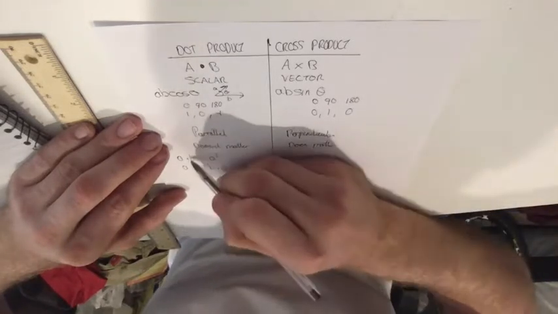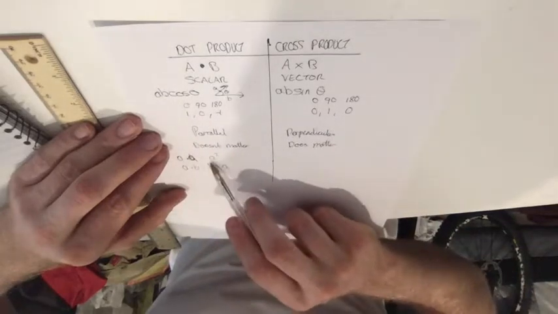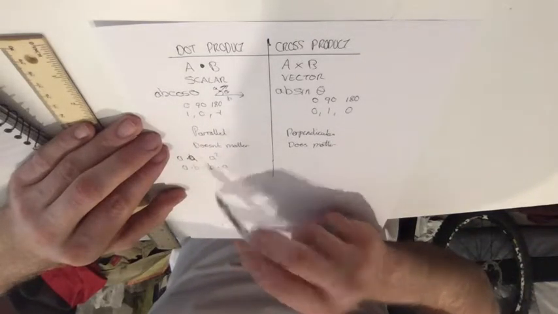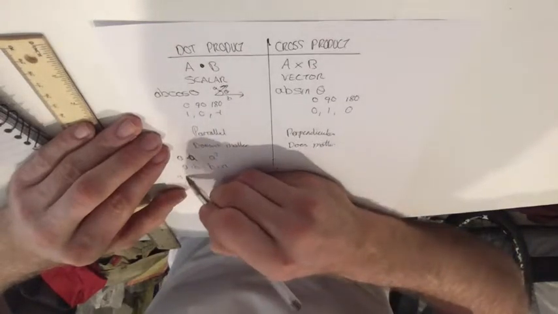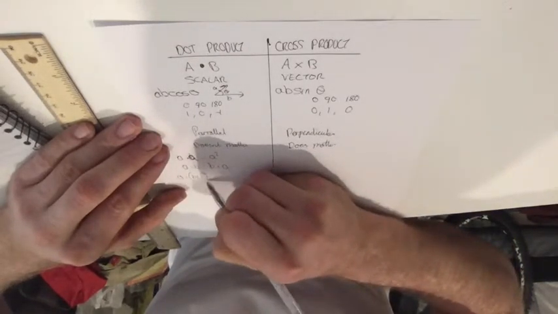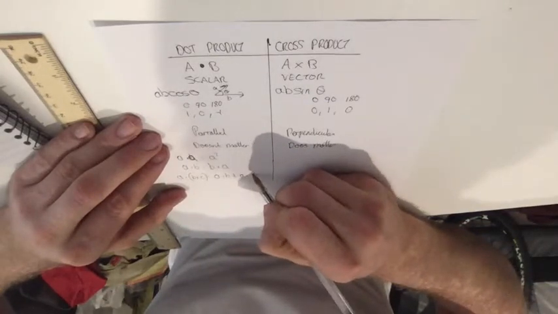Sorry, I made a mistake here. That should be A dot A, not A dot B. So A dot A would be A squared. A dot B equals B dot A. It doesn't make any difference what way around that goes. A dot (B plus C) would be A dot B plus A dot C.